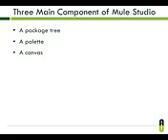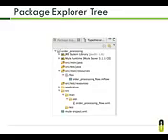First of all, we will discuss the package tree. Package Explorer tree. The package tree contains the entire structure of your project. Here you can see the Package Explorer tree. In this Package Explorer tree, under the src/main/java folder, you can store custom Java classes. Under the src/main/resources folder, you can create a graphical flow.